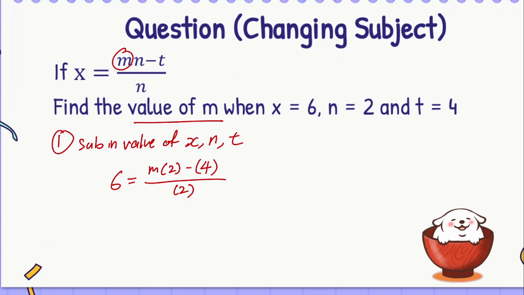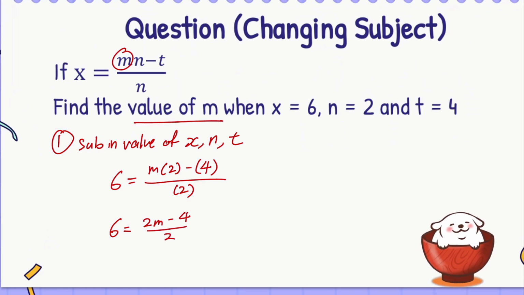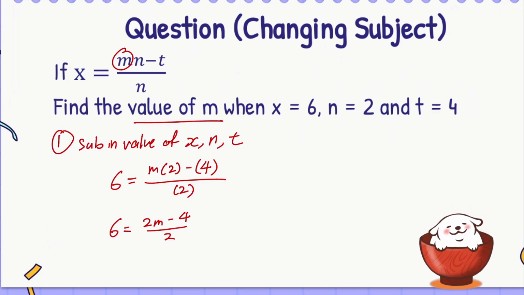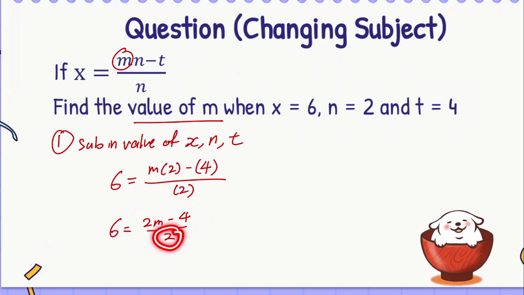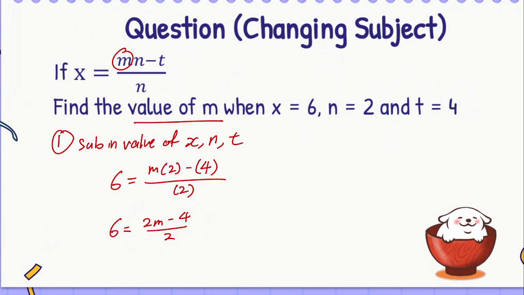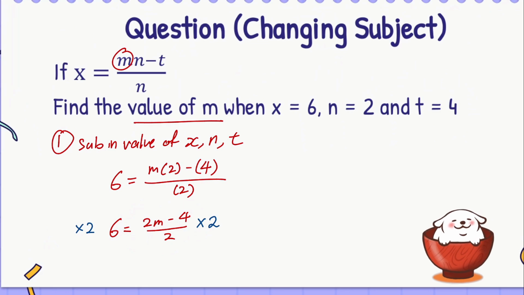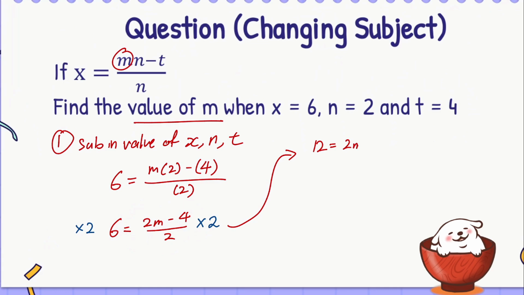Okay, let's get rid of all the brackets first. Alright, we simply get 6 equals to 2m minus 4 over 2. Alright, so at this juncture, we have a fraction here, but we don't really like fractions, so we should get rid of the denominator. How do you get rid of the denominator of a fraction? We just multiply by the denominator on both sides of the equation, and we get 12 equals to 2m minus 4.